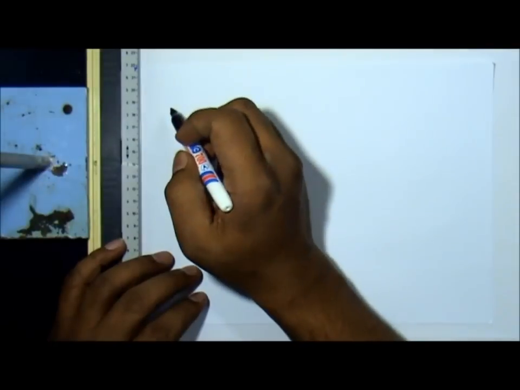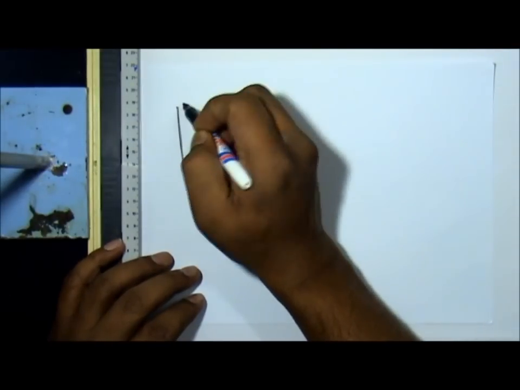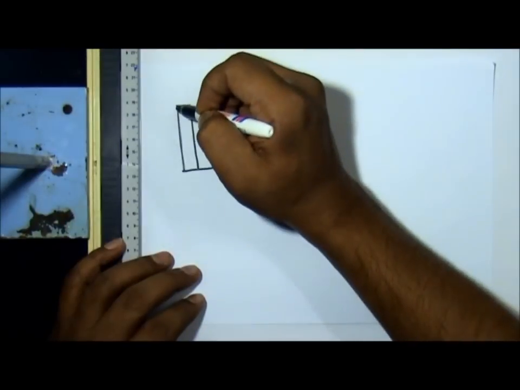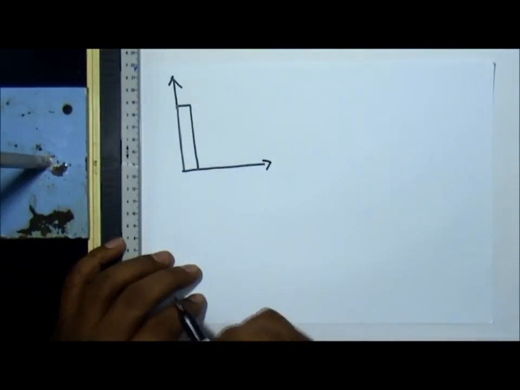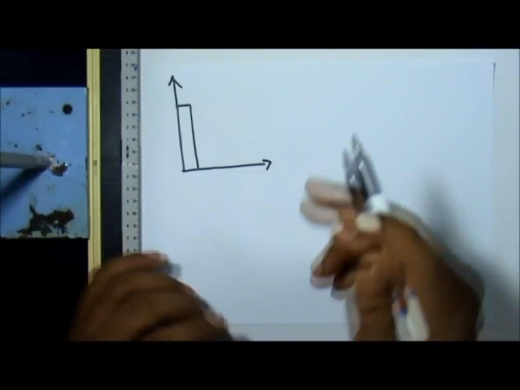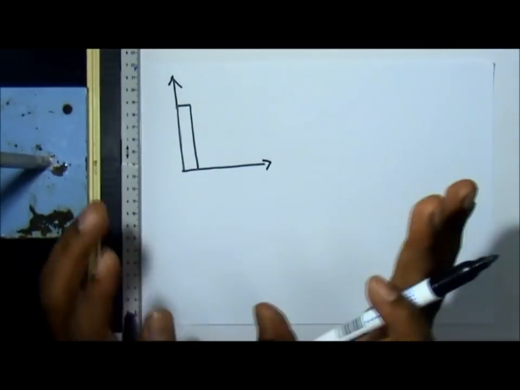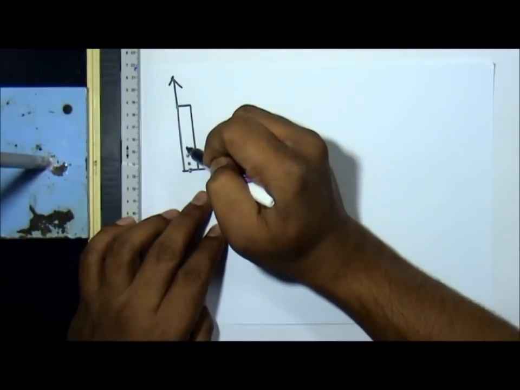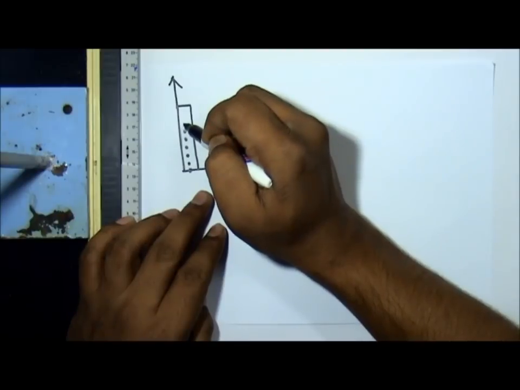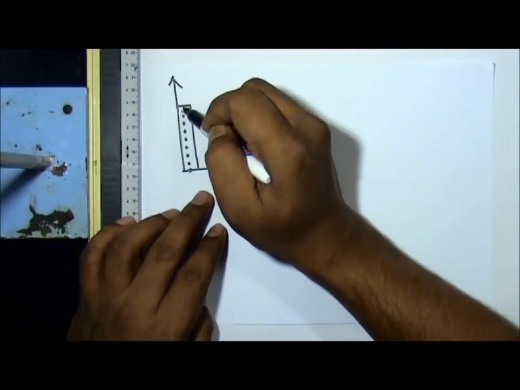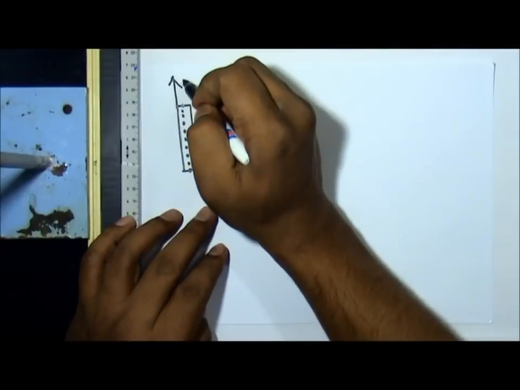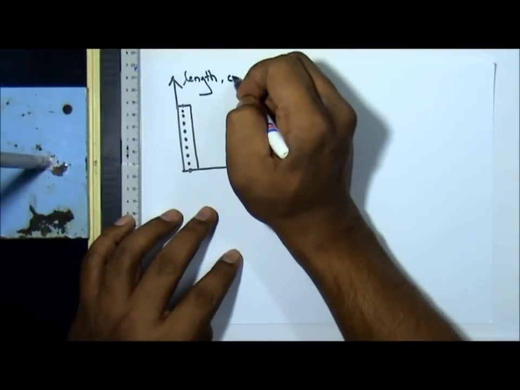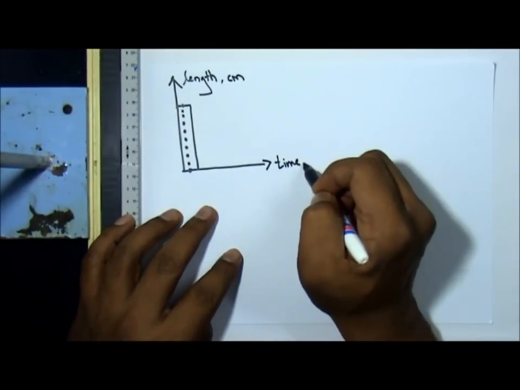Now, what I want to explain to you is, let's just say after you have cut yours equally, each cut contains 10 dots. Okay, now I'm going to draw the 10 dots for you. 1, 2, 3, 4, 5, 6, 7, 8, 9, 10. See, mine has 10 dots and it's a graph of length, in centimeters, versus time, in seconds.